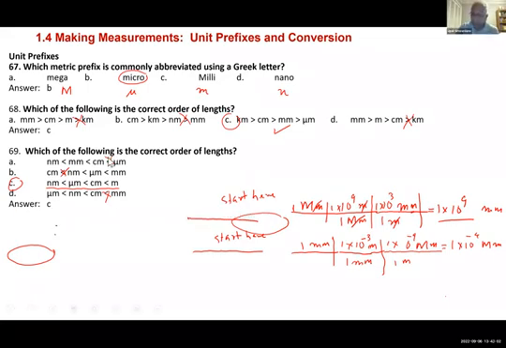How many milliliters are in a meter? Now, try to understand this clearly.